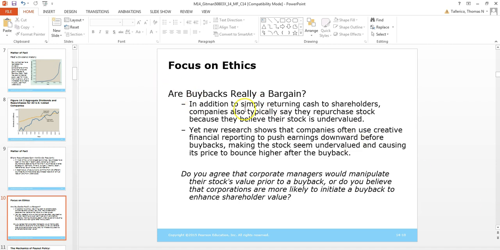All right, so in addition to simply returning cash to shareholders, companies also typically say they repurchase stock because they believe their stock is undervalued. Yet new research shows that companies often use creative financial reporting, and of course this went on with accounting scandals around 2000, to push earnings downward before buybacks, making the stock seem undervalued and causing its price to bounce higher after the buyback. So there are games that are played, but the earnings per share will go up with fewer shares, as I said. Remember, earnings per share, the shares are in the denominator.